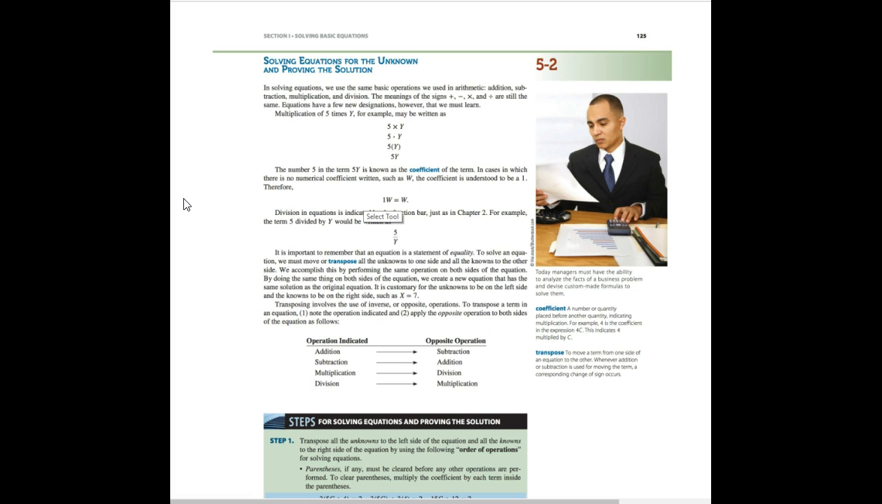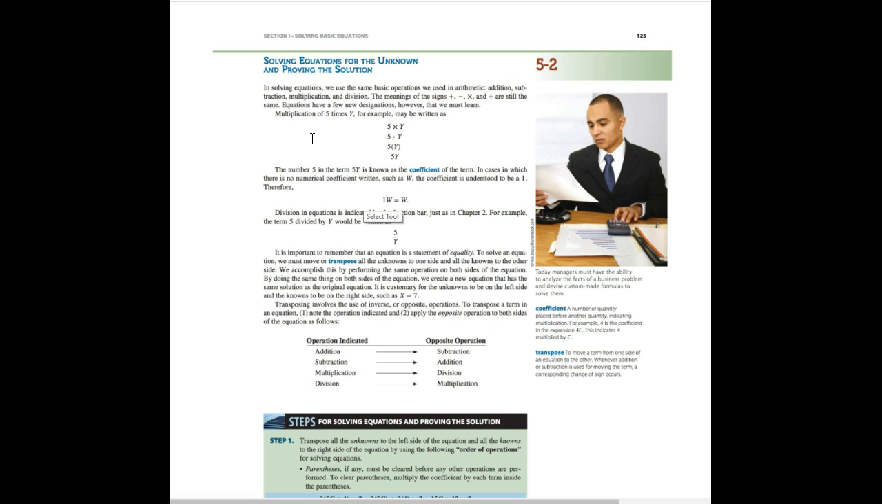So in solving equations, we're going to use basic operations: addition, subtraction, multiplication, and division. So we need to know how to go about solving them. In order to do that, we need to look at several examples. In your book, it starts off up at the top of page 125. We're looking at a term, the multiplication of 5 times y. It can be written all these different ways here. The number 5 in the term 5y is the coefficient.